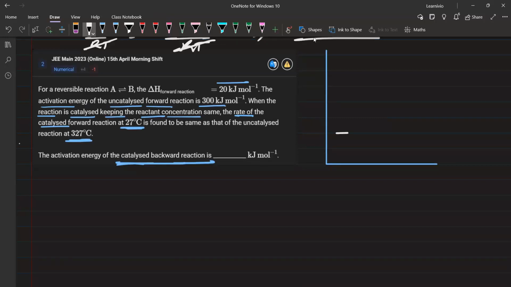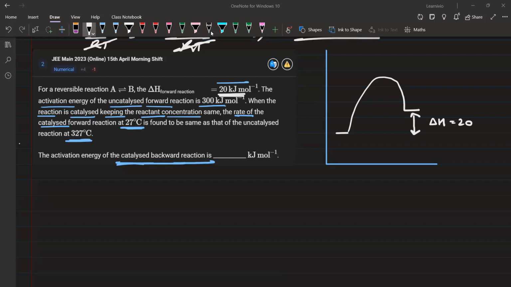For reversible reaction A to B, the delta H forward is 20 kilojoule. 20 kilojoule, that means it is endothermic. The energy of reactant will be lower, energy of product will be higher. That is why delta H is product minus reactant. So this is delta H, 20 kilojoules. First of all, does this make sense? Yes or no, please tell me. Yes, okay.